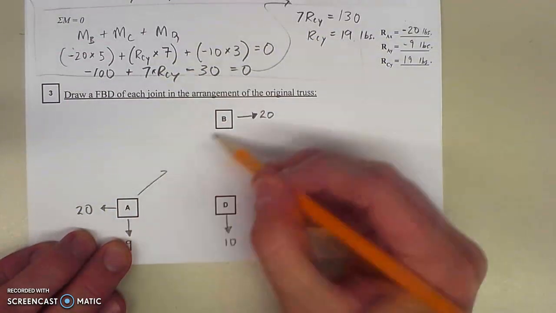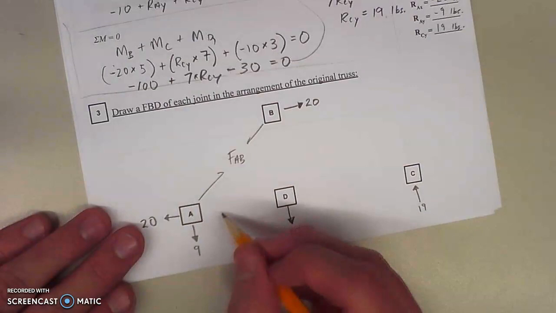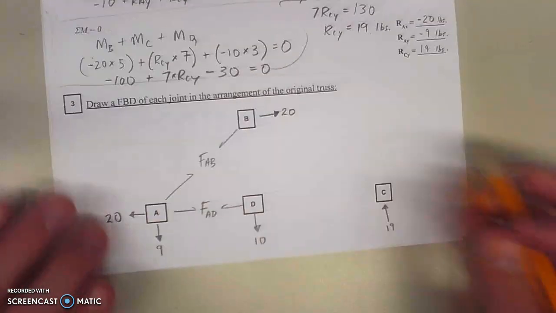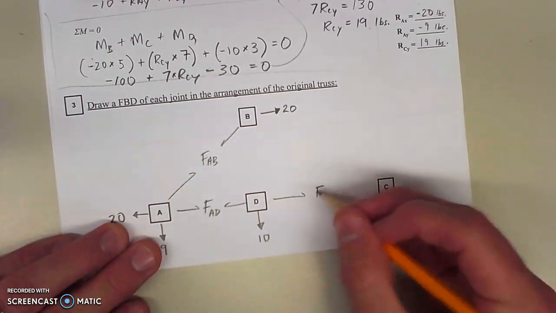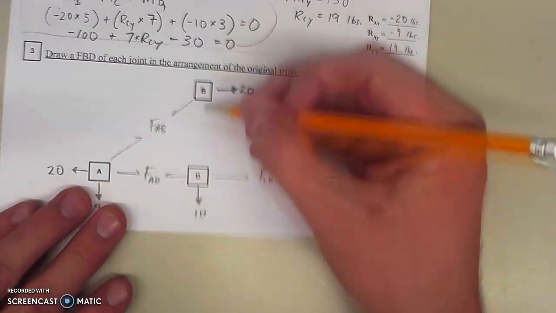Now I'm going to have member forces where every member is. Call this FAD. Call this FCD. Remember, go in alphabetical order. It makes your life easier.